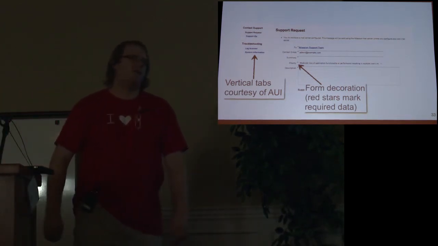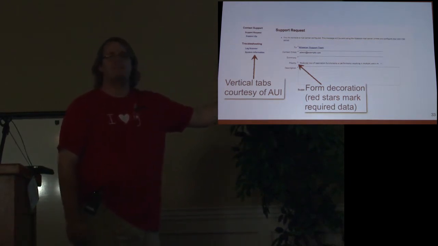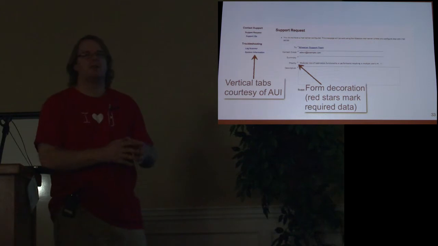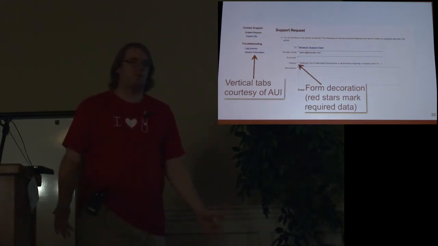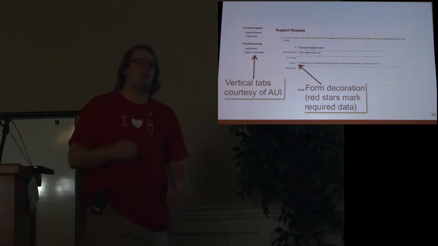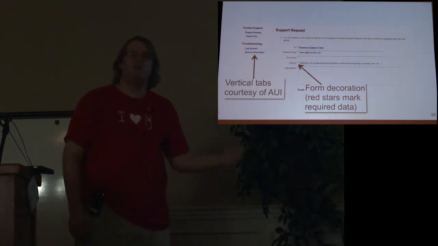It might be kind of hard to see on the screen here, but these fields have red stars just to the left of them. This is a standard AUI indication that the form requires this data in order to be submitted successfully. Without this information, the form isn't going to work. The proper time to tell the user that information is required is before they submit the form, not after.